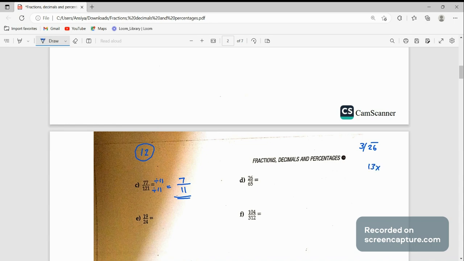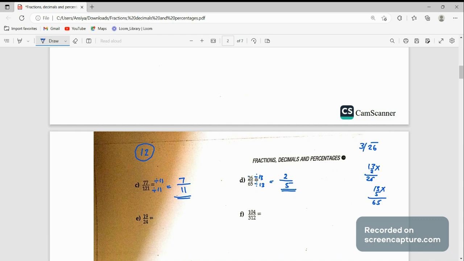So 13 multiplied by 2 is 26. And it's a random guess. Okay, I'm trying what's 13 with 5, 65. See? So it's actually in the table of 13. We can divide both by 13. So here you will be getting 2 and down you will be getting 5. 2 over 5.